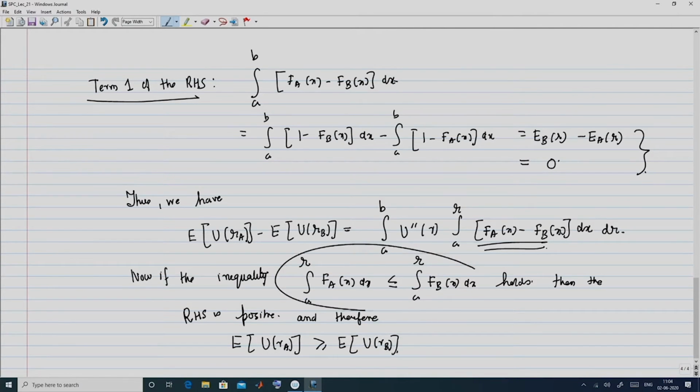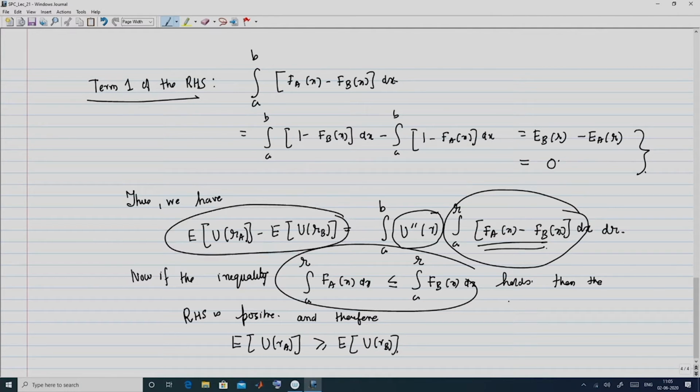So, if this relation holds, then this particular integral is going to become negative, and u double prime of r is negative by the fact that the investor is risk averse. Accordingly, the entire expression is going to be positive. Therefore, this difference is positive, and hence we arrive at the final conclusion that the expected utility of returns on asset A is greater than or equal to the expected utility on return on asset B, and that is how the condition for second order stochastic dominance is proved.